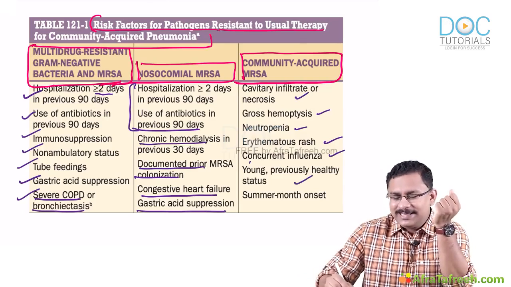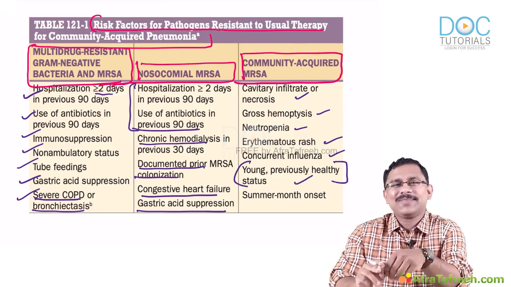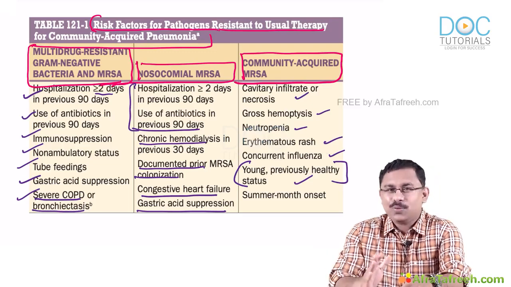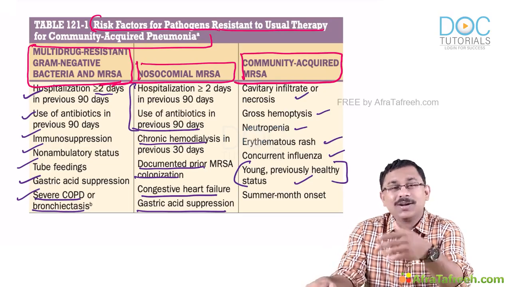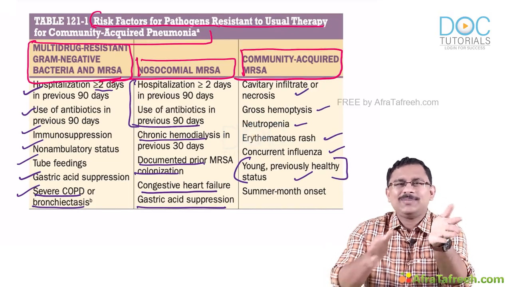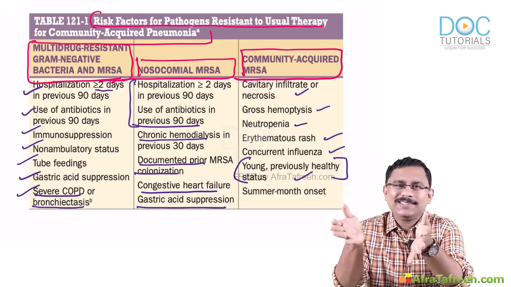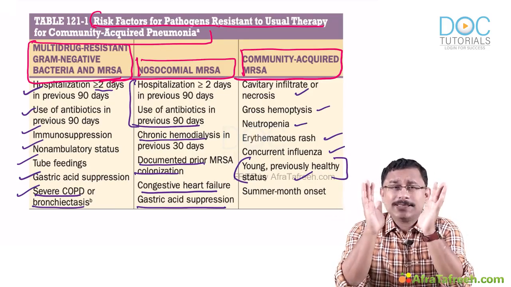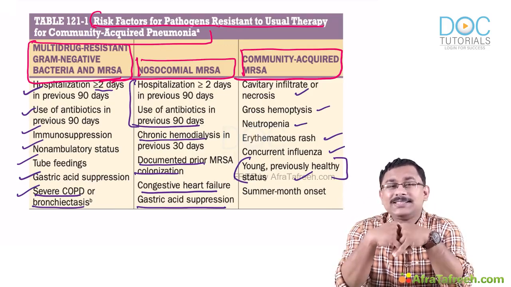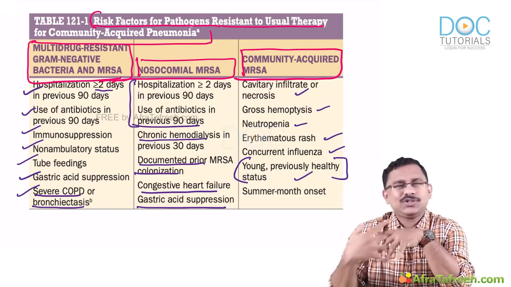Young previous healthy status, it just means one thing. See, if a person is a young otherwise healthy patient who has got a pneumonia, do you think this is going to be a less virulent organism that has caused pneumonia in this patient? No. Obviously, the virulence must be high. So in such a scenario, you should suspect whether this is MRSA. And also summer month onset.